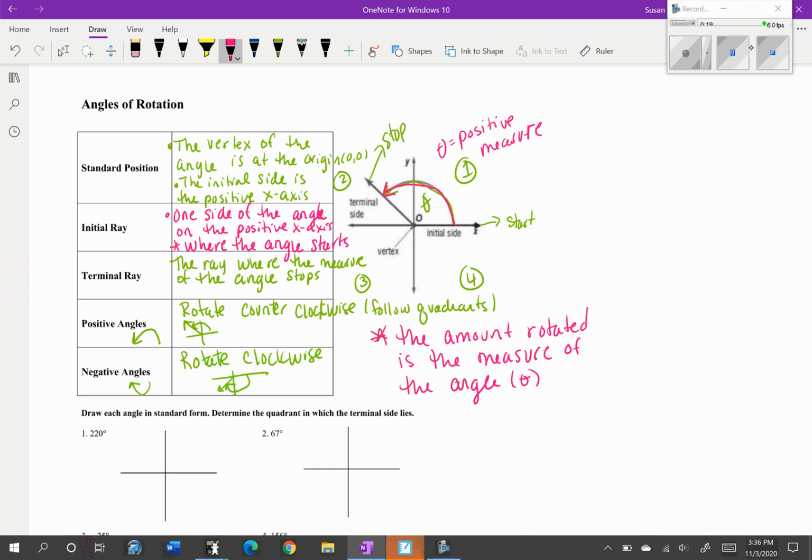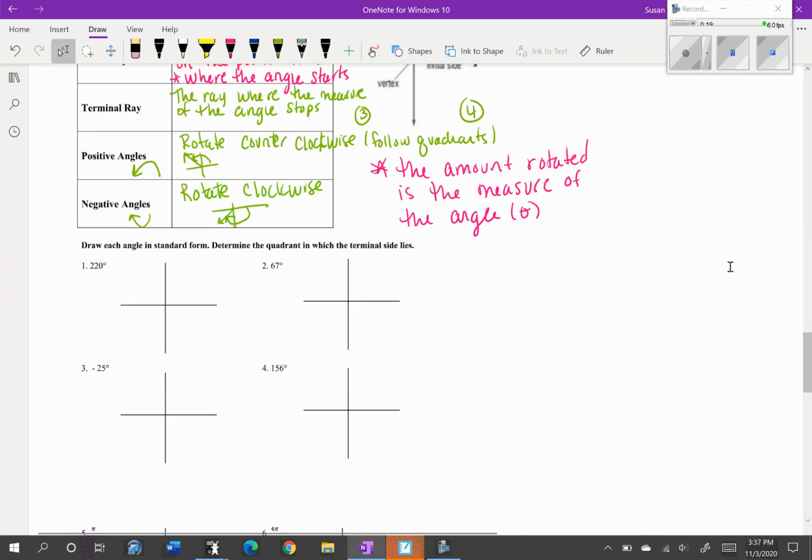So let's go ahead and practice. It says to draw each angle in standard form and determine the quadrant in which the terminal side lies. So 220 degrees. Think about what we just did on our unit circle above. This started at 0 degrees. Then we had 90 degrees, plus another 90 is 180 degrees, plus another 90 is 270 degrees, and all the way around is 360 degrees. So that means that 220 degrees would be in between 180 and 270, which means we are using quadrant 3.